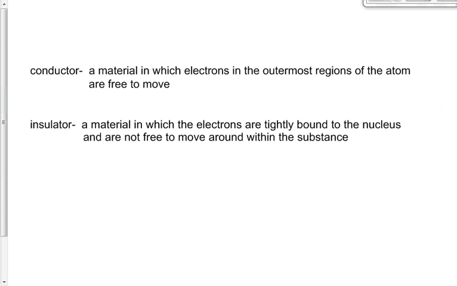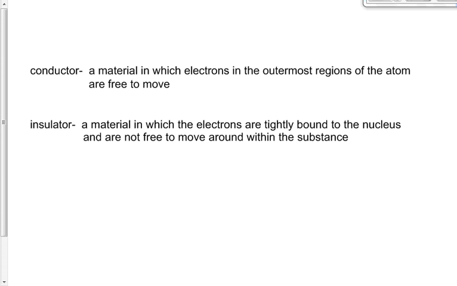All right. A couple days ago, we introduced two terms, conductors and insulators. And a conductor, you can see on the board right now, is a material in which the electrons in the outermost regions are free to move about, at least relatively free to move about. The materials that have the electrons more free to move about are better conductors than the ones that are less free to move about. An insulator, exactly the opposite, right? The electrons on their outer levels aren't so free to move about.